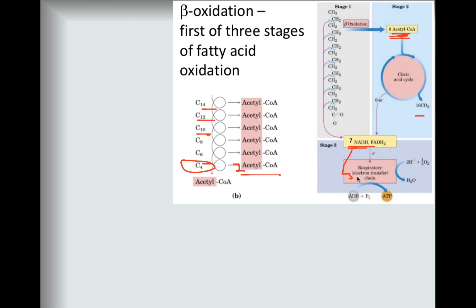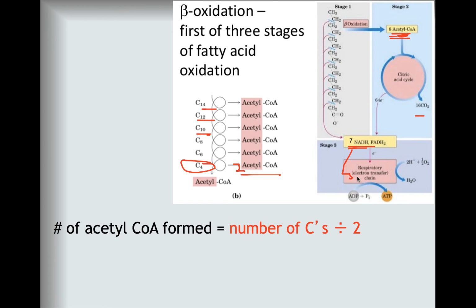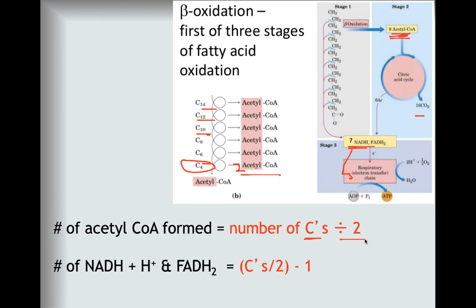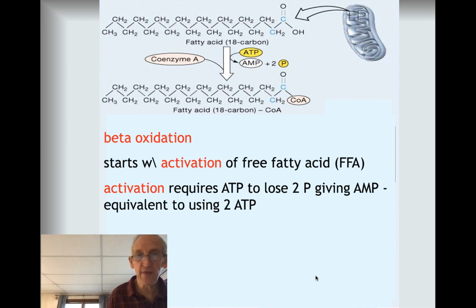And again, they're going to go to electron transport, pump more protons into the intermembrane space. So there you go. This is easy. The number of acetyl-CoA formed: take the number of carbons in the fatty acid and just divide it by 2. 20 carbon fatty acid, 10 acetyl-CoA. The number of NADH and FADH2: do the same thing, but then subtract 1. 20 carbons in the fatty acid, 10 acetyl-CoA, but only 9 NADH and FADH2. All right, so it's not quite as hard as you might think.